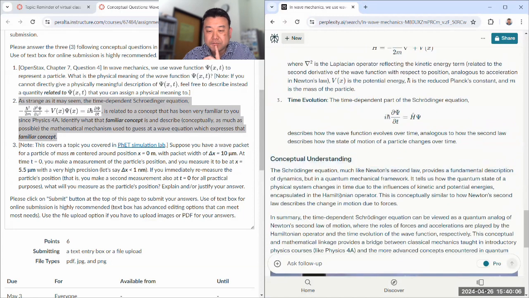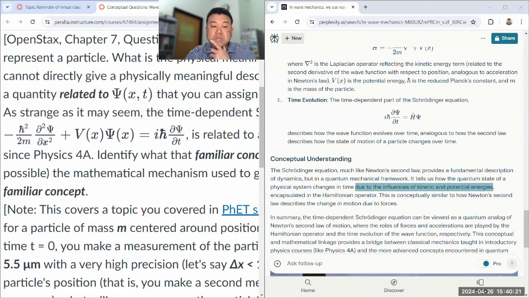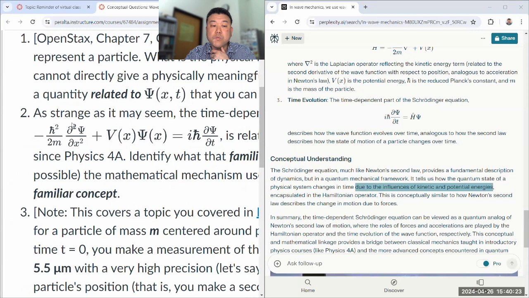Maybe it'll get to the right answer here. Probably fundamental transgression in quantum state. Okay, changes in time due to the influence of kinetic and potential energies. That's good. The first term here relates to the kinetic energy. This is basically momentum squared divided by 2m, and this relates to potential energy.